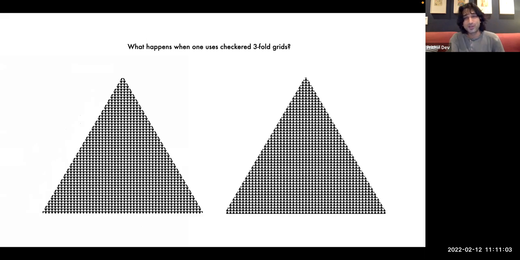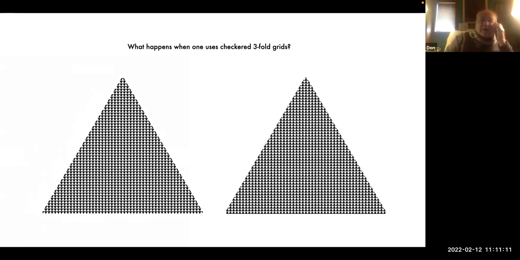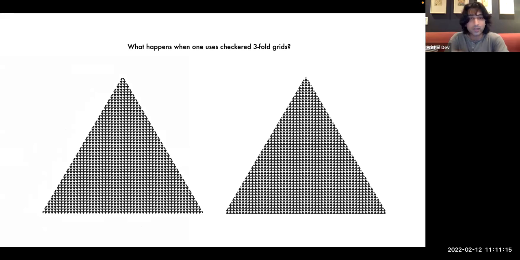Okay, so what happens when one uses checkered threefold grids? Here we have two checkered grids, the opposite of each other. You can see on the left the white equilateral triangles are pointing upwards, and on the right structure, it's the opposite.